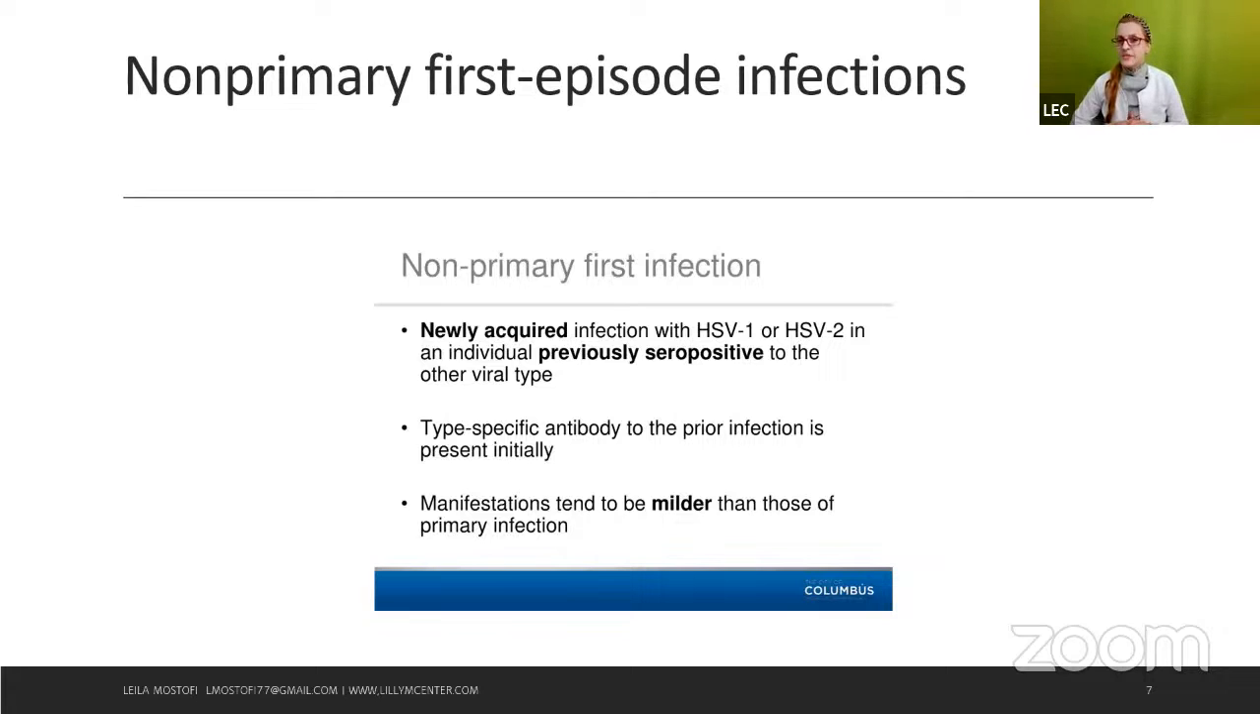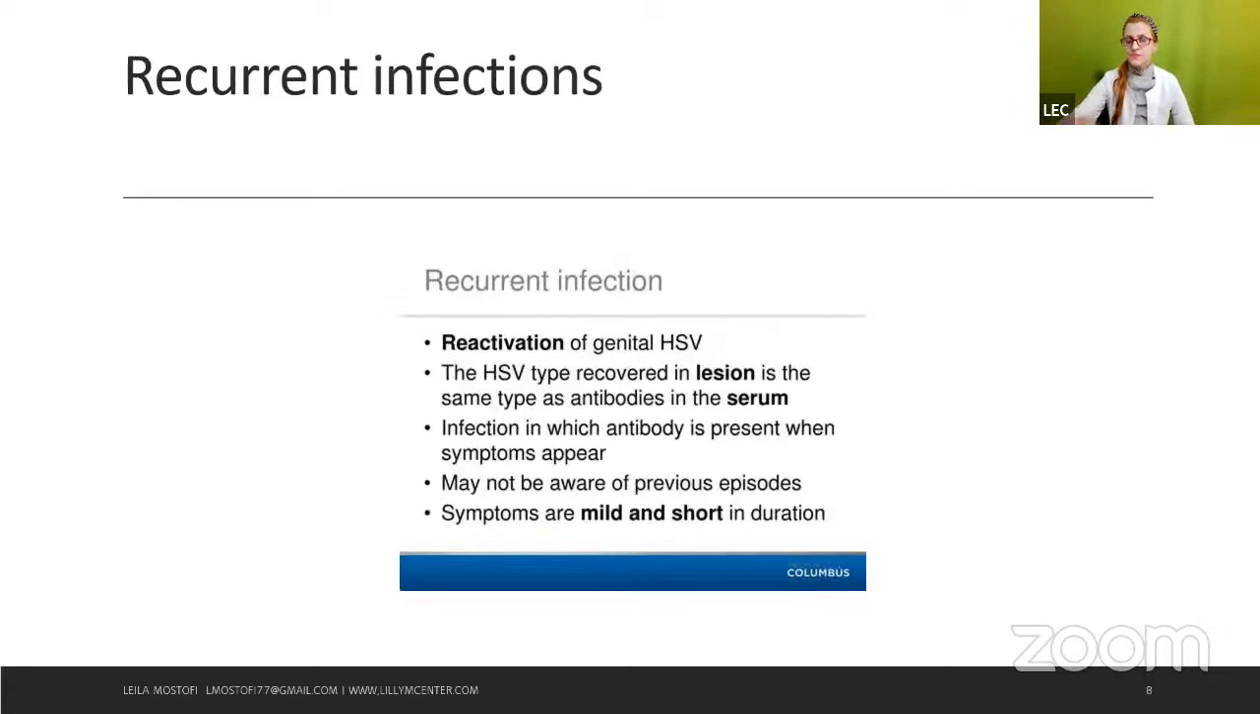In non-primary first episode infections, you will see newly acquired infection with HSV1 or HSV2 in an individual previously seropositive to the other viral type. Type-specific antibody to the prior infection is present initially. Manifestations tend to be milder than those of primary infection.